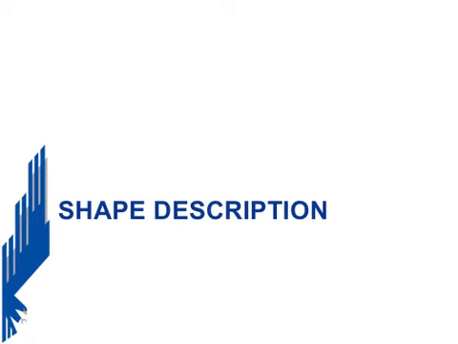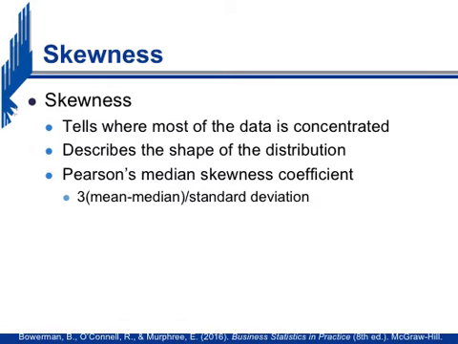Now we have another set of descriptions that try to describe the shape of datasets through computations. First is called skewness. So the skewness again refers to the shape of the dataset. So we can have a skew to the right or skew to the left or a symmetric distribution, and it tells us where most of the data is concentrated. Now, we can describe the skewness of the dataset through a computation, and one possible way to describe skewness is through Pearson's median skewness coefficient.